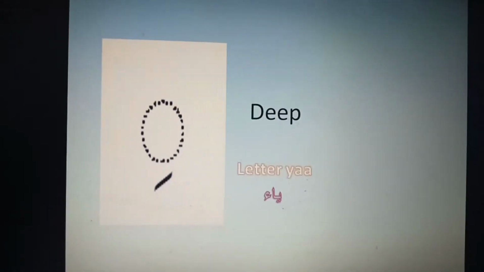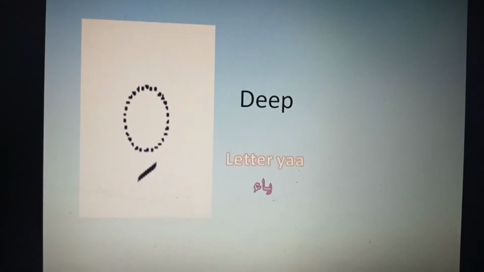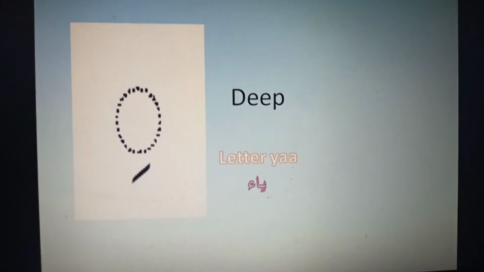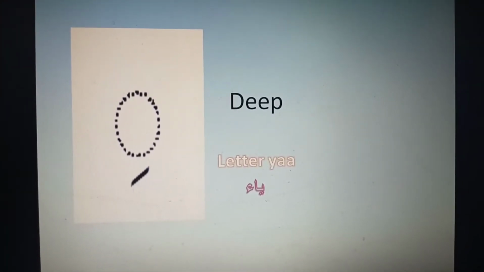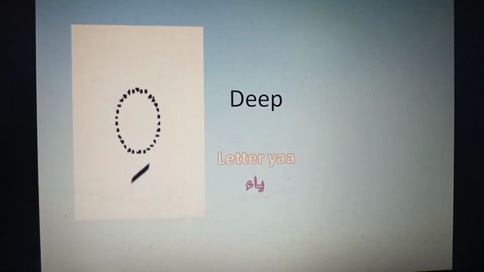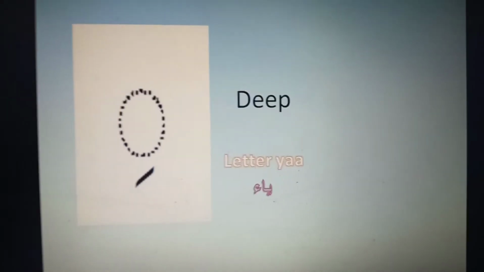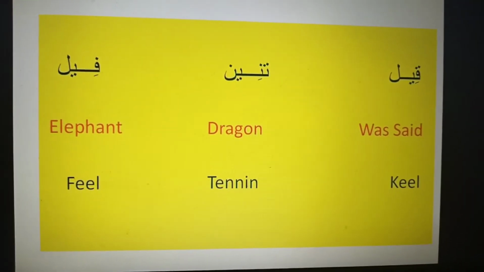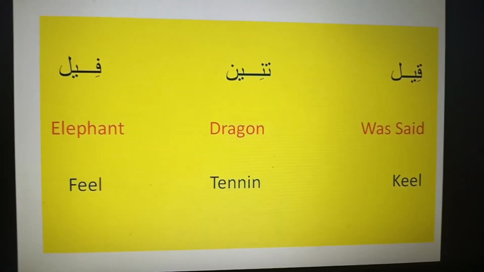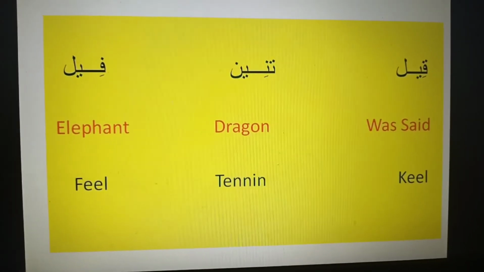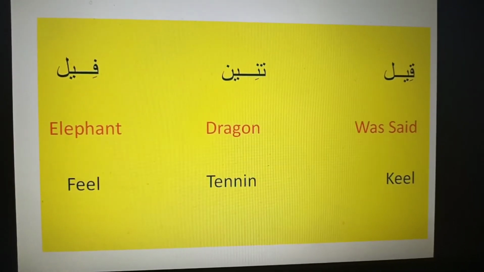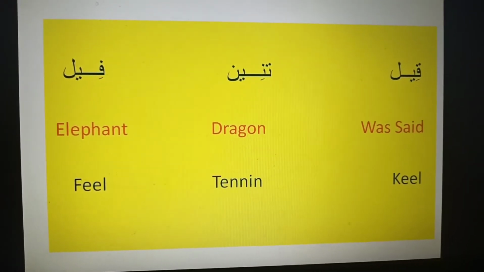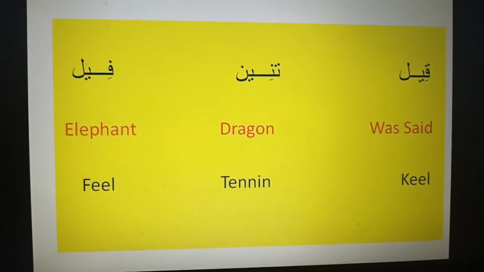The third and last short vowel here is the kasra, and it can be deep when the letter which has the kasra is followed by the letter ya. Let's see some examples. We have qeel, tinin, and feel. Qeel means was said, and tinin means dragon, and feel means elephant.